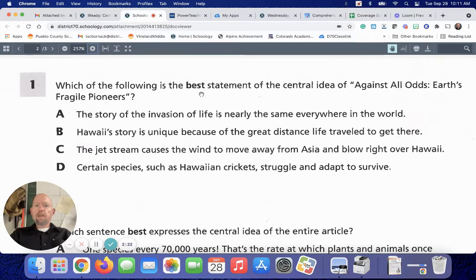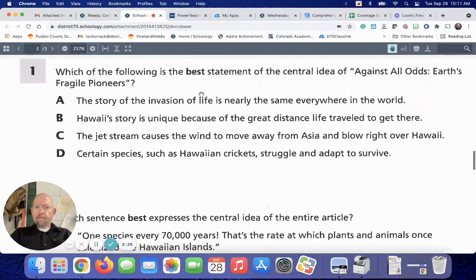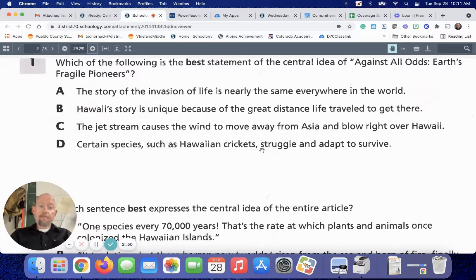Which of the following is the best statement of the central idea of Against All Odds, Earth's Fragile Pioneers? A, the story of invasion of life is nearly the same everywhere in the world. B, Hawaii's story is unique because of the great distance life traveled to get there. C, the jet stream causes the wind to move away from Asia and blow right over Hawaii. D, certain species such as Hawaiian cricket struggle to adapt or survive. Again, as I've taught you, as you're reading, please take out the answers that you think are wrong, the answers that are loco en la cabeza, that just make no sense. Instead of giving yourself a 25% chance of getting something right, give yourself a 50-50 chance of getting it right.